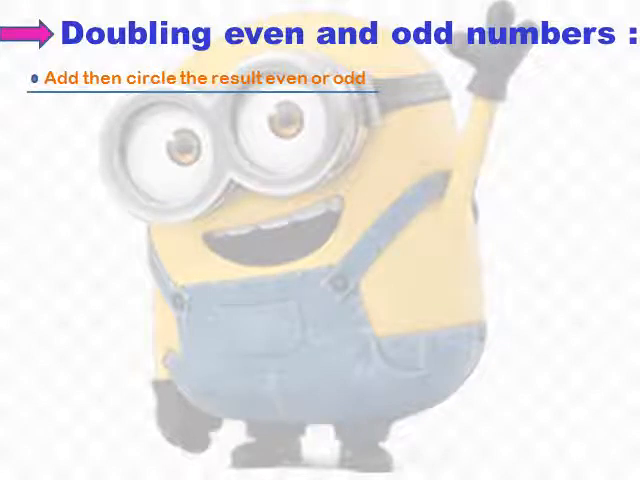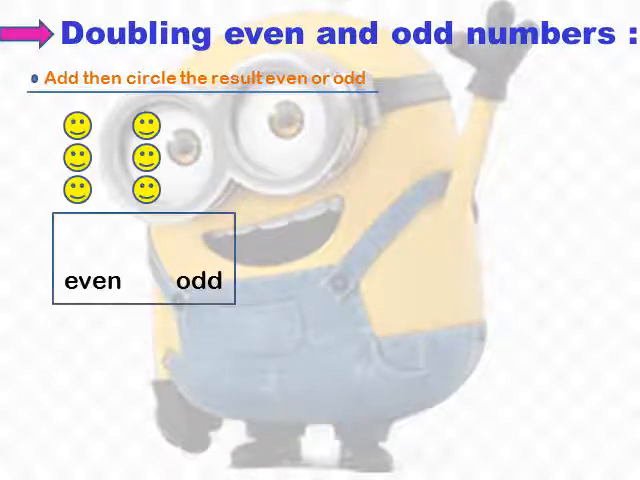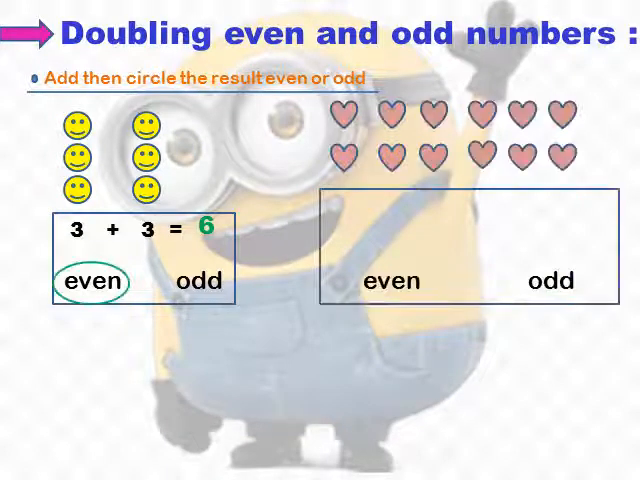I'm going to add, then circle the result and say whether it's an even number or an odd number. If I have 3 plus 3, so here I have 3 plus 3. It's doubling the number 3. 3 plus 3 gives me what? Yes, 3 plus 3 gives me 6. And do I have any left over when I add? No, I don't have any one left over. That means it's what? It's an even number.